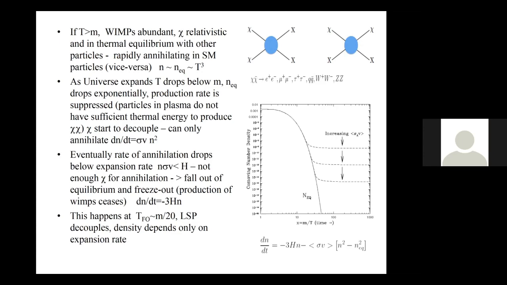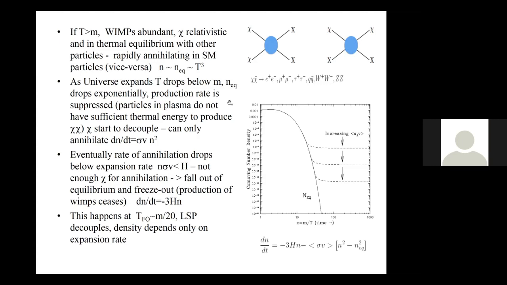Well, in the early universe at very high temperature, WIMPs are abundant. Dark matter, which I will denote by chi, is relativistic, and it is in thermal equilibrium with other particles. Basically, it means that they're rapidly annihilating into standard model particles and vice versa. And they can also interact with standard model particles through the scattering process. So their density is basically the equilibrium density of all standard model particles, and it's proportional to T cubed.